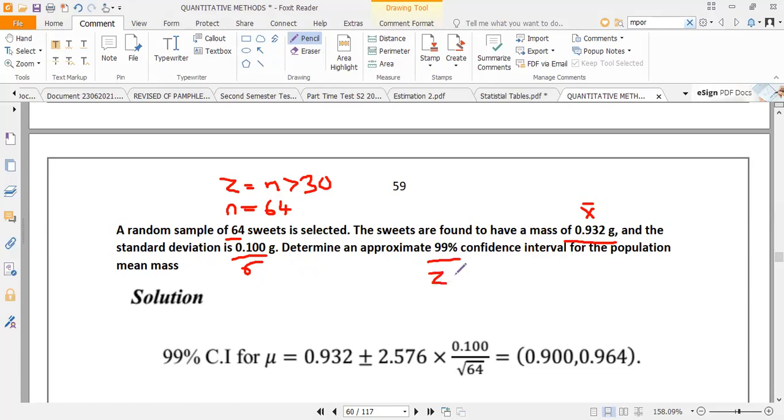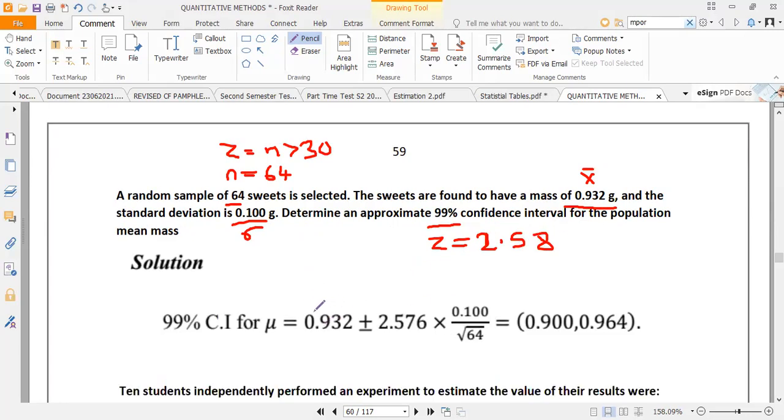So our Z at 99 is what? 2.58. Okay. So we know the formula is X bar plus or minus Z times standard deviation over root of what? N. And so this is our mean, 3.32. Our Z is 2.58 and our N is 64. So you're going to get the confidence interval as follows.